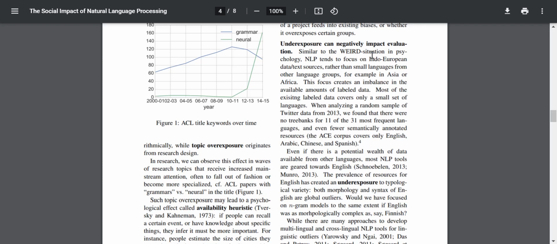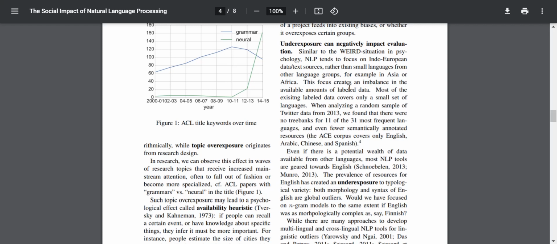Similar to the WEIRD acronym, the full form of which we saw earlier in psychology, NLP tends to focus on Indo-European data and text sources rather than smaller languages from other language groups, for example, in Asia or Africa. So I'm from India, and in India, even though we have hundreds and thousands of languages, you see only a few prominent ones are at the core of NLP study. The rest are very poorly researched.